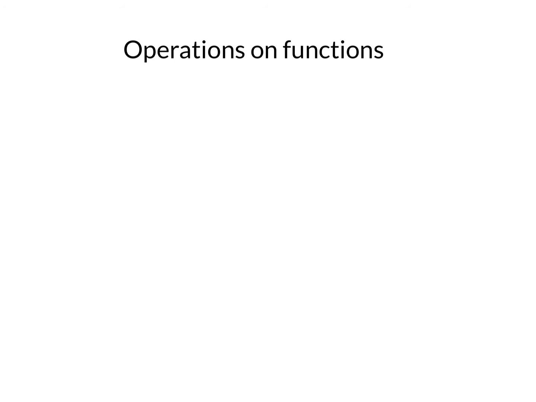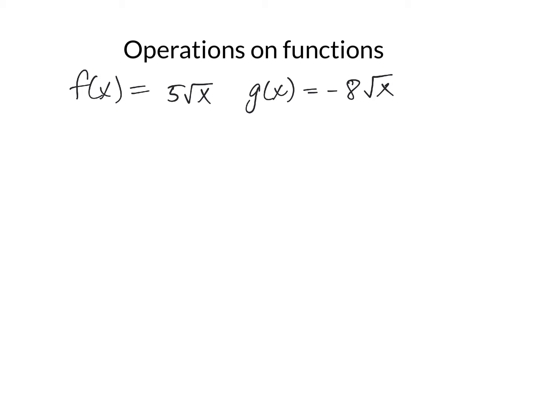Today, our video is on operations on functions. We're going to look at functions f of x equals 5 square root of x, g of x equals negative 8 square root of x. We are going to look at a little bit of different notation. We've already added 5 square root x and negative 8 square root of x. We've already done these things. Now we're going to look at different operations.